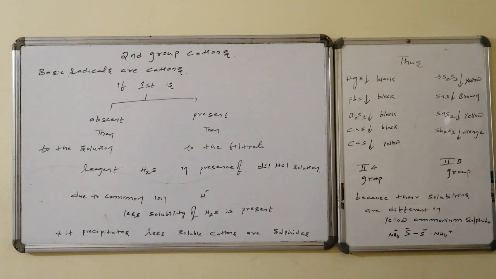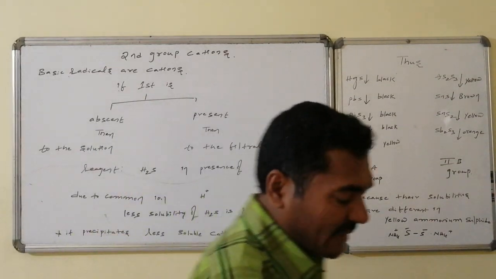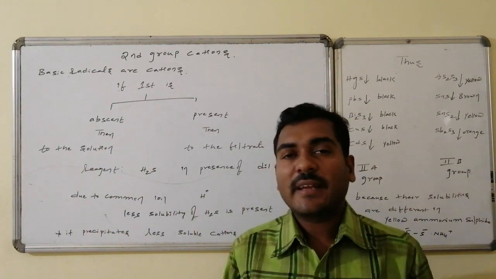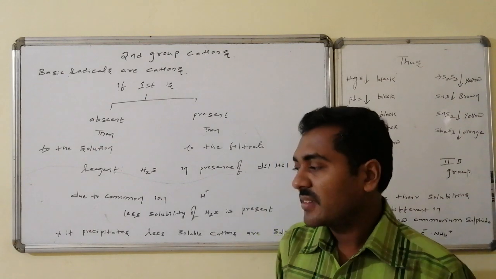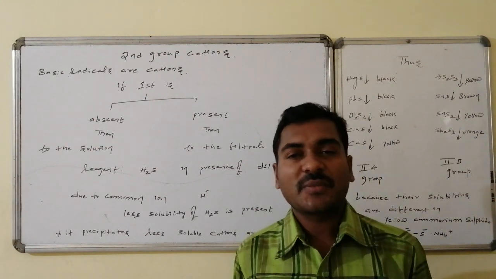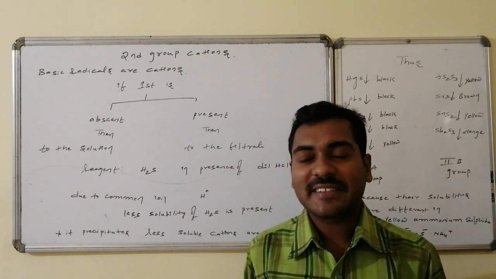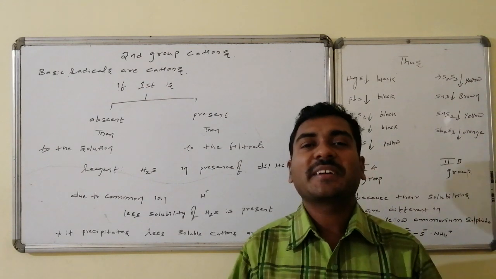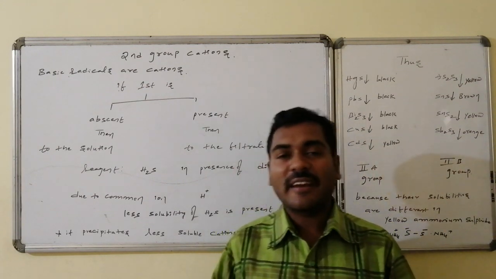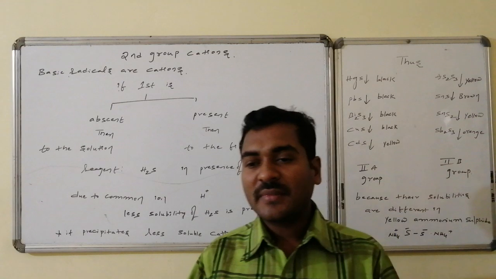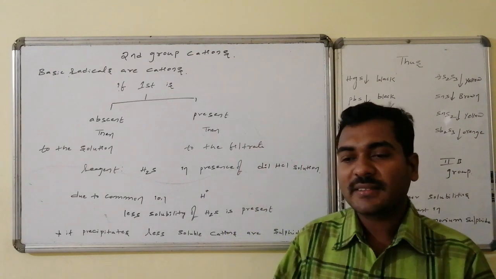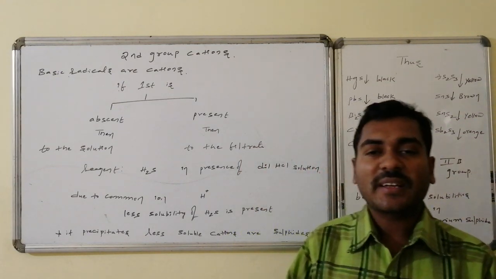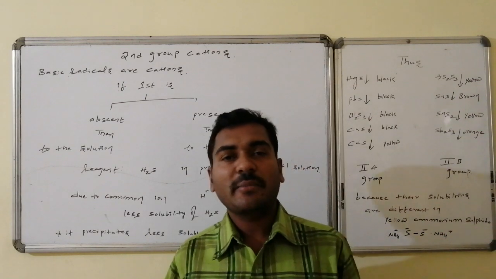Welcome friends. Let us go for the next part of the practical in inorganic chemistry, that is analysis of second group radicals. There is a correction in the last video: there we said basic radicals are something else, but basic radicals are cations, not the anions. Please make it correct.